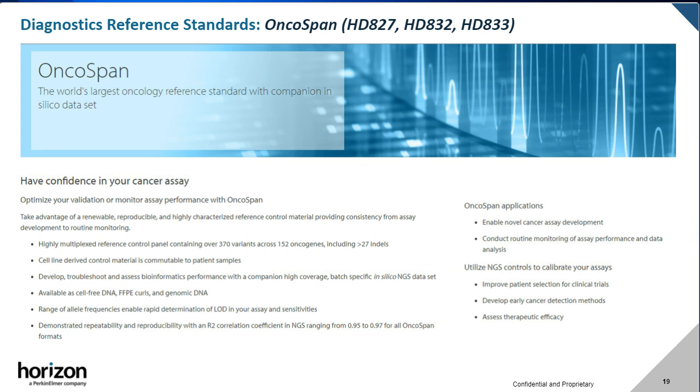So given the standardized processes we use here at Horizon, our products are produced under either ISO 9001 or 13485. The reproducibility for all OncoSpan product formats shows a very high R-squared correlation coefficient using NGS assays, ranging from 0.95 to 0.97.